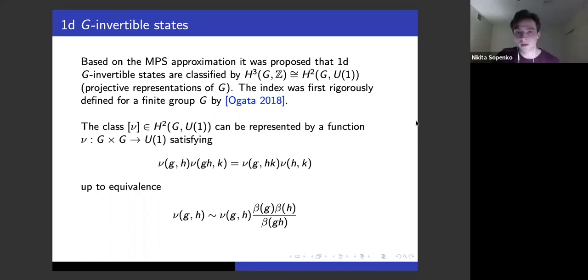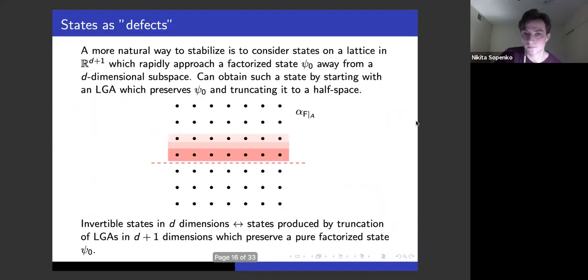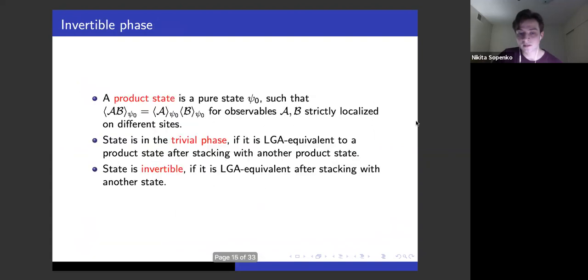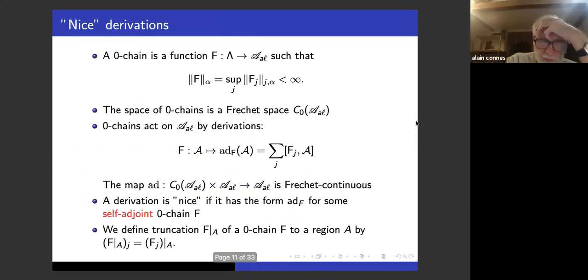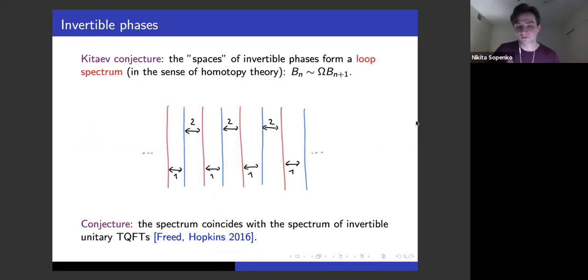So the idea is that, well, it's basically just an expectation from this Kitaev idea. Because if we expect that the spaces form a loop spectrum, and we know that in 0 dimensions the space is KZ2, then we should naturally expect that in 1 dimension we have KZ3, and then in 2 dimensions KZ4, and so on.